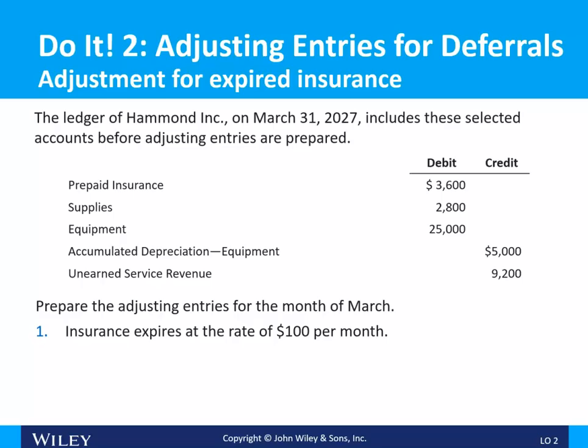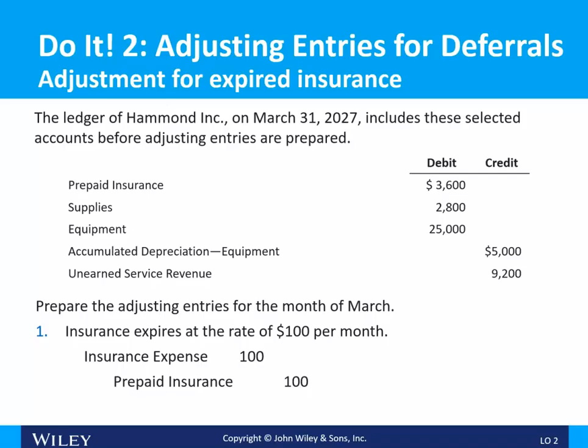So the insurance. If insurance expires at the rate of $100 per month, we're going to debit insurance expense for 100, credit prepaid insurance for 100. So in this example, they tell us what the rate of insurance is per month, the $100. So we don't need to calculate anything.